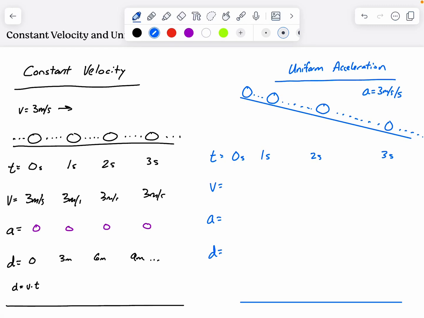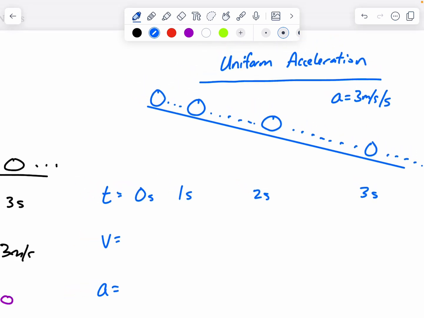Hello, physics students. In this second part of the video, we're going to zoom in on uniform acceleration. We already talked about how constant velocity means the velocity remains constant for the whole interval of time. Acceleration is similar, except that the acceleration remains constant.